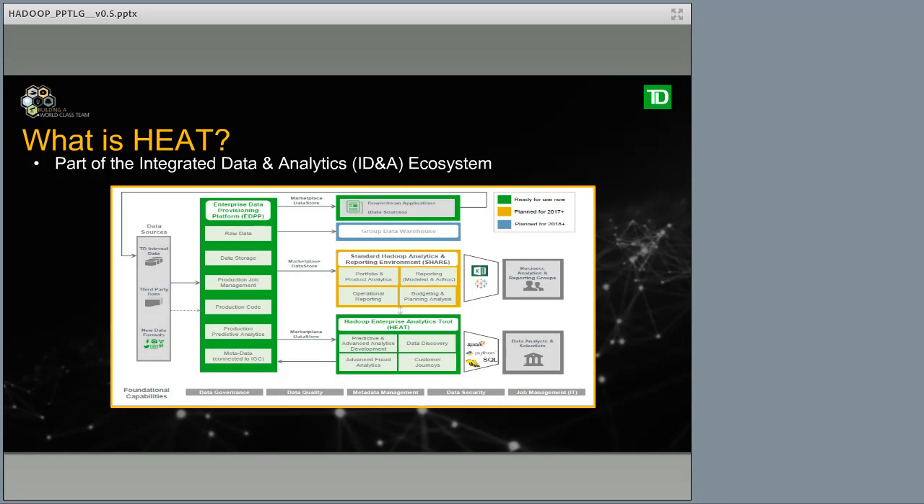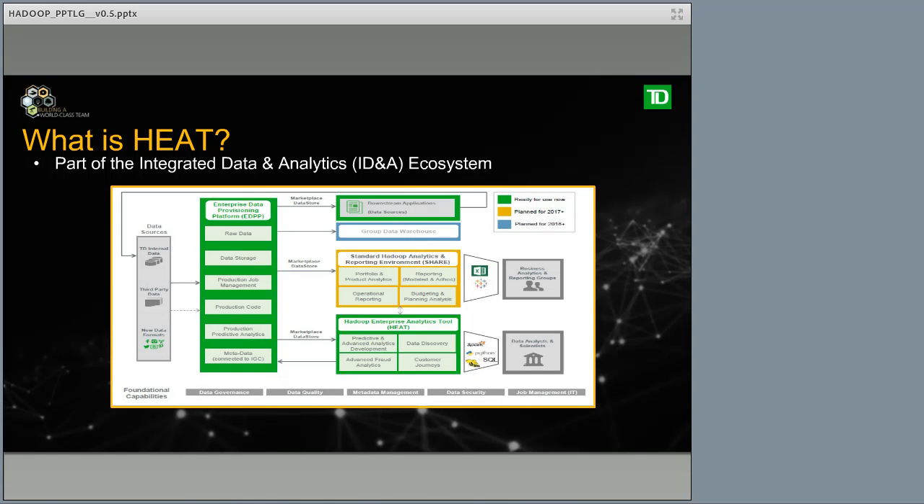HEAT is part of the Integrated Data and Analytics Ecosystem, or IDNA for short. HEAT receives data from the Enterprise Data Provisioning Platform through the Marketplace Data Store. The TD Marketplace Data Store allows the user to browse data from EDPP. EDPP's integration with the Permissions and Access Record-Keeping Application, or PARC for short, allows the Marketplace Data Store user to request permissions to extract a file into HEAT.